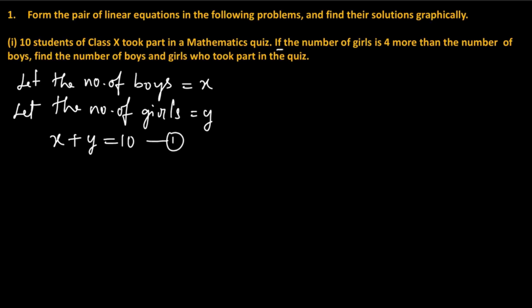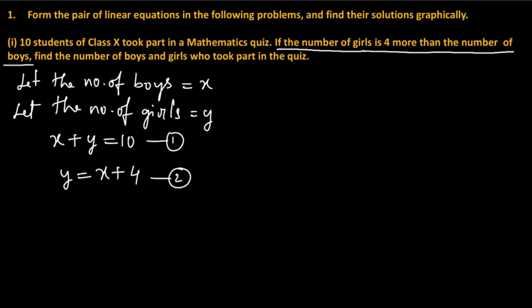So if you look at the second condition, if the number of girls is 4 more than the number of boys, you can write y is equal to x plus 4. So number of girls is equal to boys plus 4. This is our second equation. I hope you know the algebra well. We have studied it in the 6th standard only.